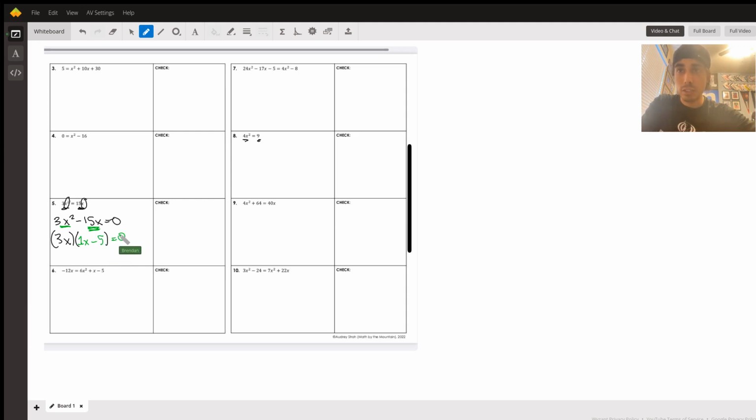Now we can use zero product property on our factors. So we've got 3x equals 0, and we've got x minus 5 equals 0. So that gives us our 2 solutions. If 3x equals 0, then x must equal 0, right? Because the only number that I can multiply by 3 and get 0 is 0. And then over here, we can add 5 to both sides, and you will get x equals 5. There are your 2 solutions on number 5.